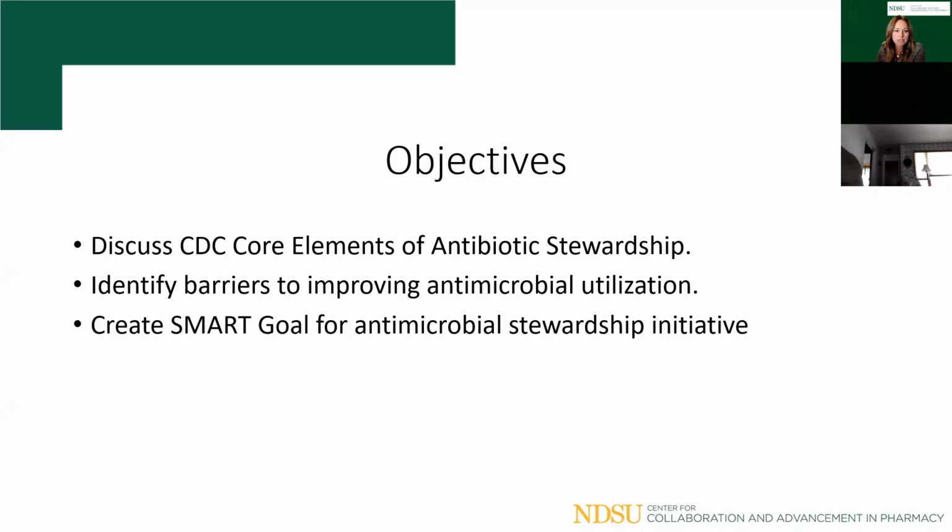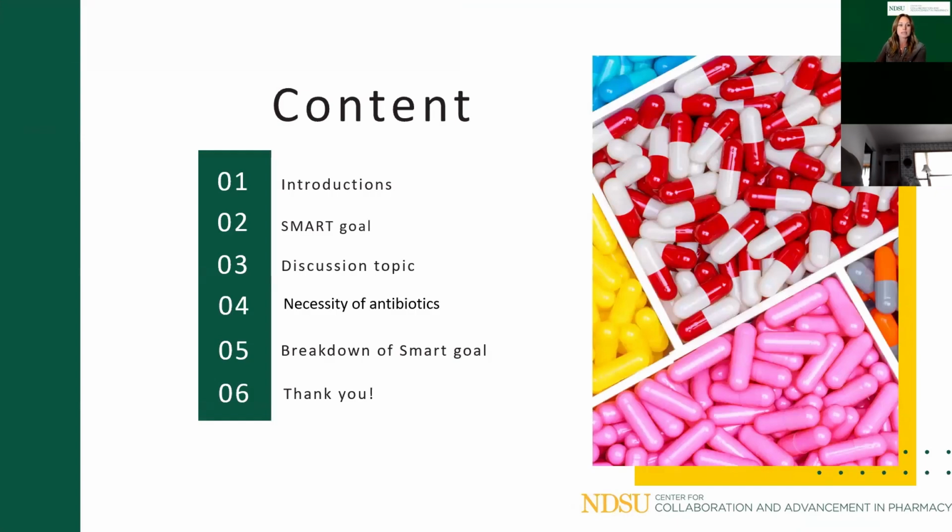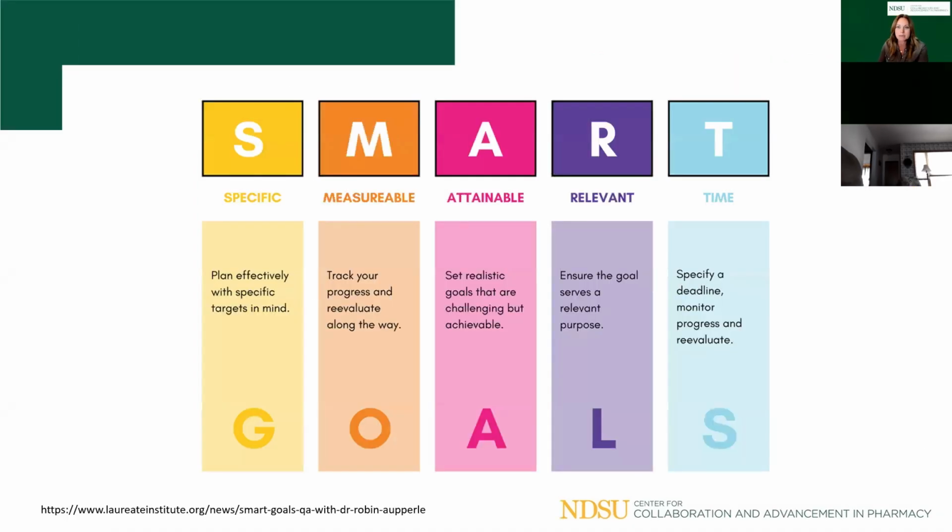And so today we're going to go over our SMART goal. I created one that we're going to talk about, and then we'll go through the necessity of antibiotics, and we're going to break down the SMART goal into actionable pieces. As a reminder, we talked about SMART goals in part 2, but SMART goals are really to make sure that we set a goal that is specific, measurable, obtainable, relevant, and has a specific time on it.